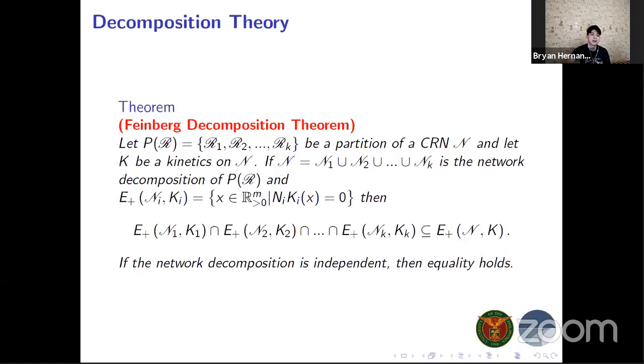We now go to the decomposition theory by Feinberg. Suppose you have a partition of a CRN, and you have a kinetics for that network, and N is written in the following manner. And you have E plus N_i K_i, so these are the sets of equilibria of the subnetworks, of the subsystems rather. So you actually have that the intersection of the equilibria of the subnetworks is a subset of the equilibria of the whole network. Now, this is very important. If the network decomposition is independent, then this is an equality.